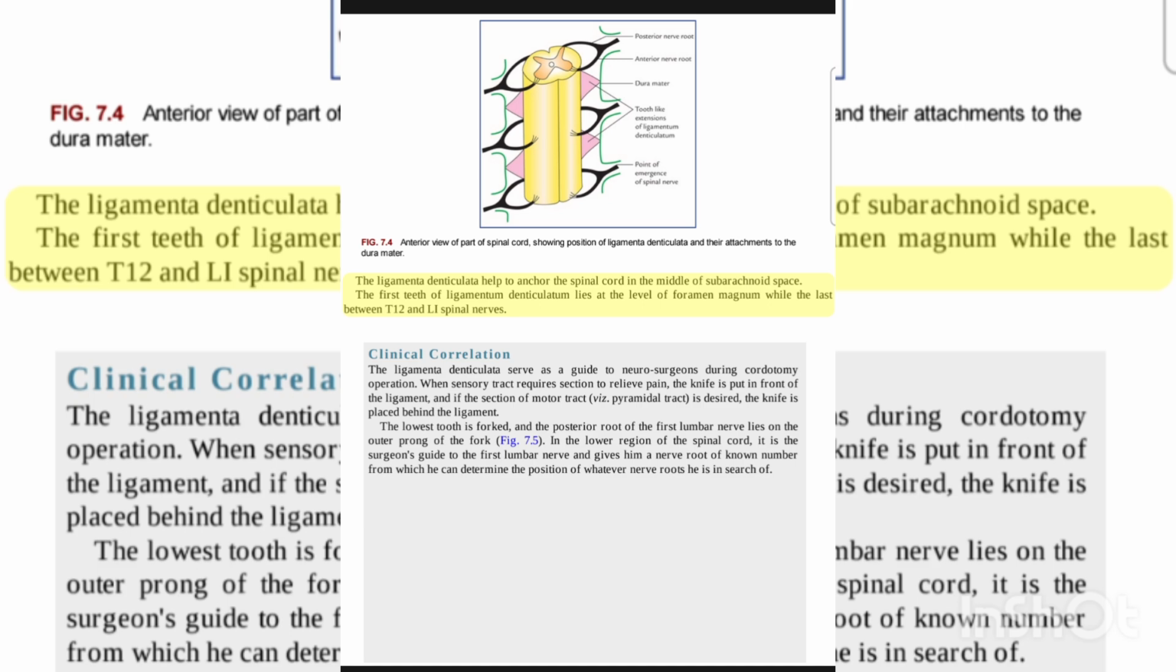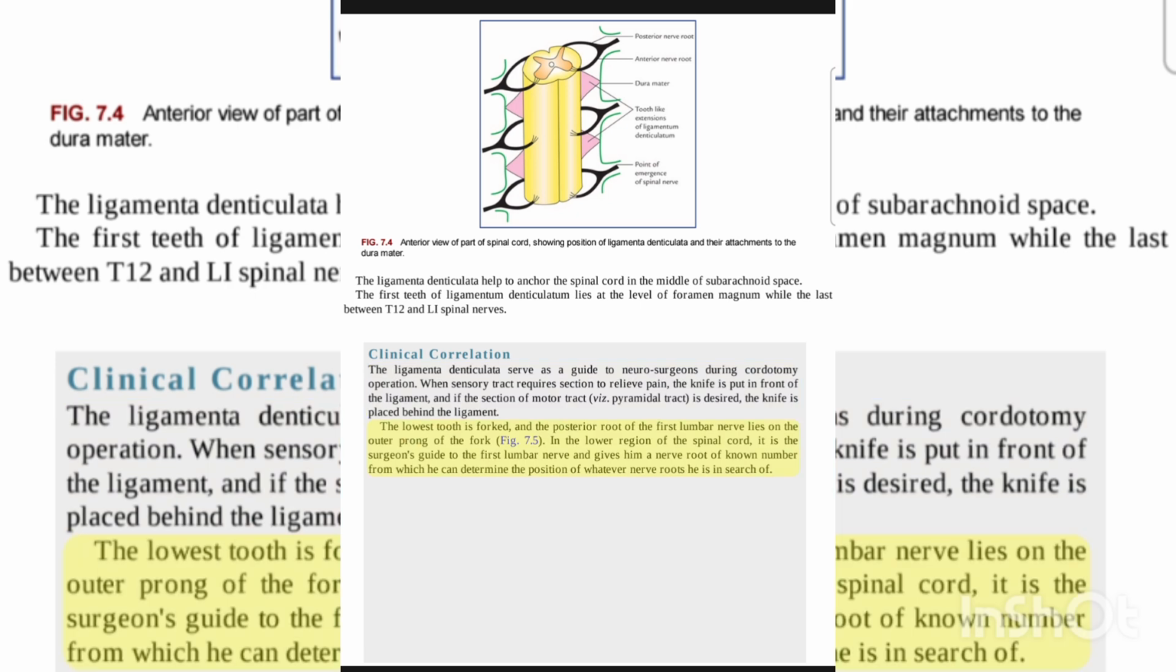The first tooth of the ligamentum denticulatum lies at the level of the foramen magnum while the last lies between the T12 and L1 spinal nerves. Clinical correlation. The ligamenta denticulata serve as a guide to neurosurgeons during cordotomy operation. When a sensory tract requires section to relieve pain, the knife is put in front of the ligament, and if section of the motor tract, viz. pyramidal tract, is desired, the knife is placed behind the ligament.